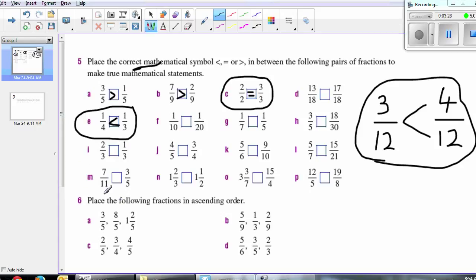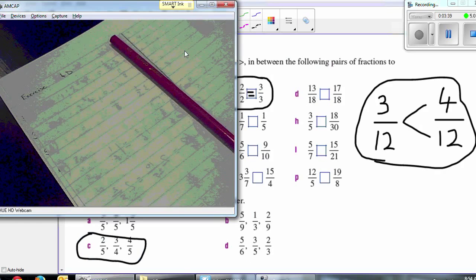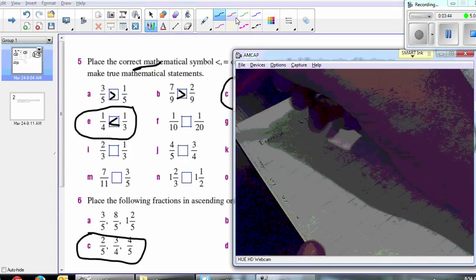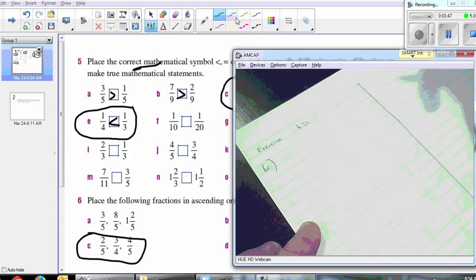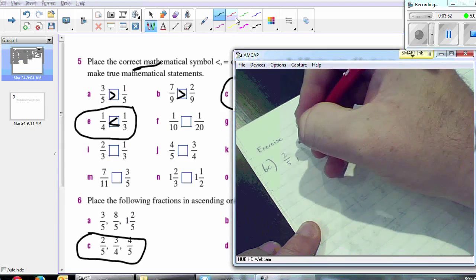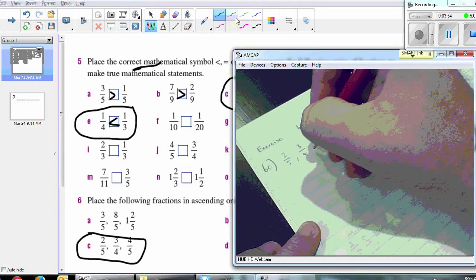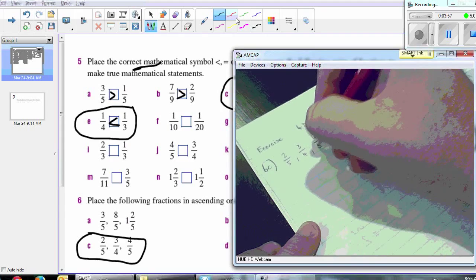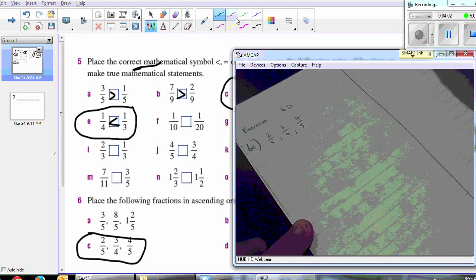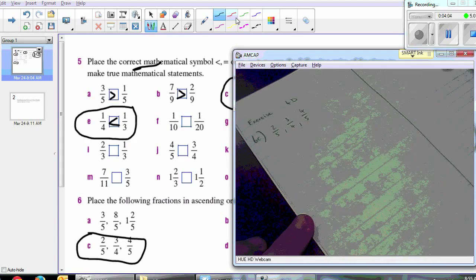Question 6, place the following fractions in ascending order. Let's have a go at C. Just bring up my screen. So 6C, and my 3 fractions are 2/5, 3/4, and 4/5.